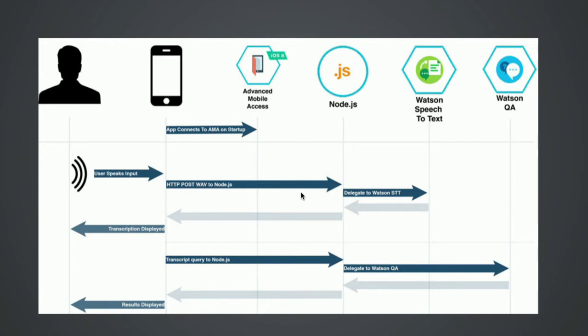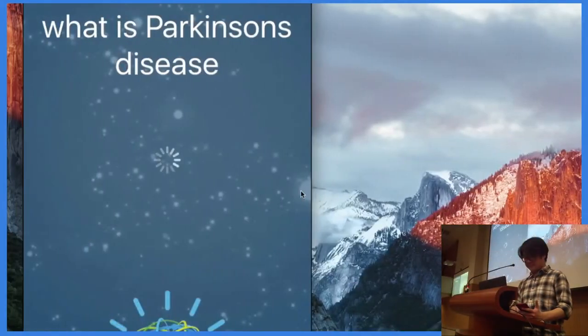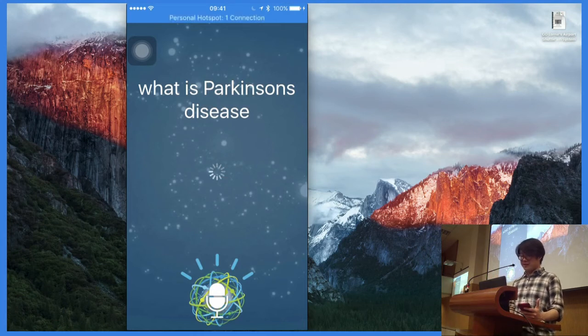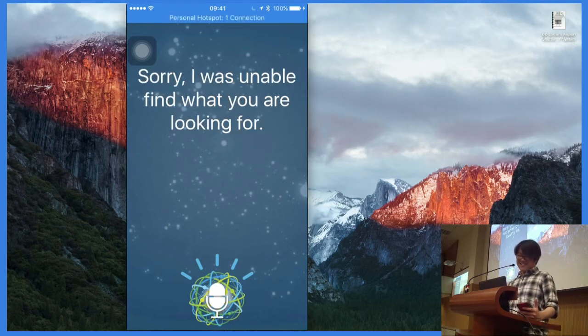So I'm going to try again. I think there's some internet issues. What is Parkinson's disease? Let's see. Let me go back here. What is Parkinson's disease? It's able to identify my language. And come on, you can do it. Oh, okay. You know what I'm going to do? I'm going to try something else. I tried this. It worked 20 minutes ago. It worked 20 minutes ago.